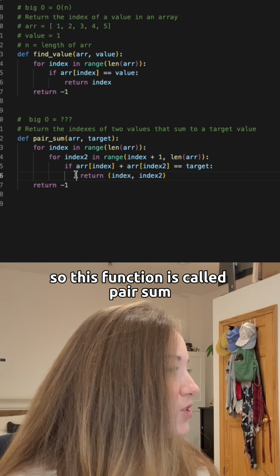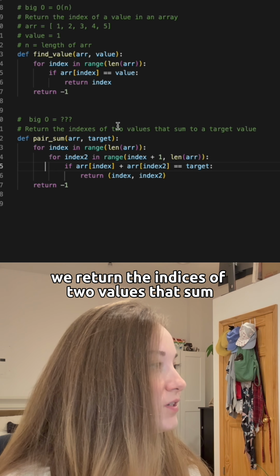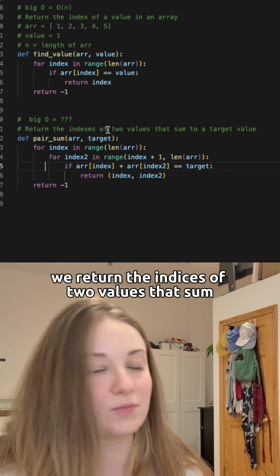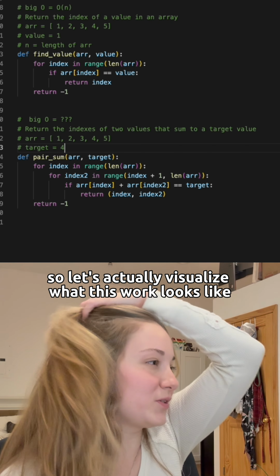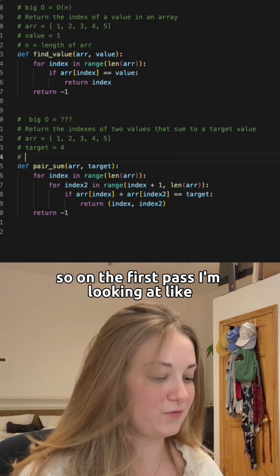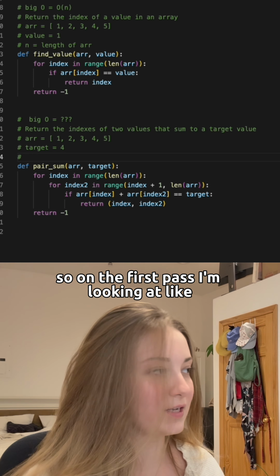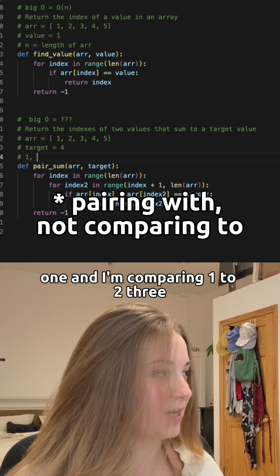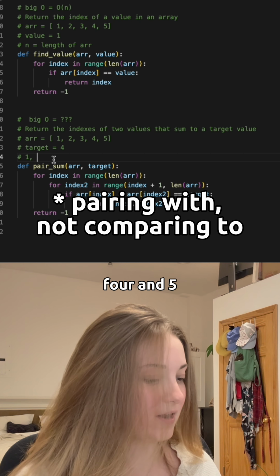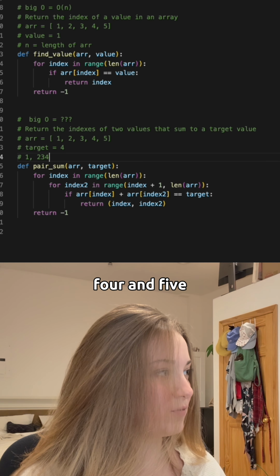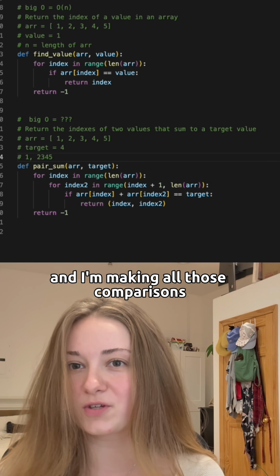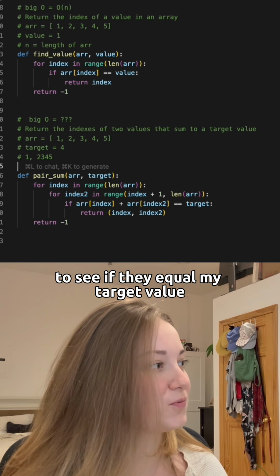So this function is called pair sum. We return the indices of two values that sum to a target value. So let's actually visualize what this work looks like. On the first pass, I'm looking at 1, and I'm comparing 1 to 2, 3, 4, and 5. And I'm making all those comparisons to see if they equal my target value.